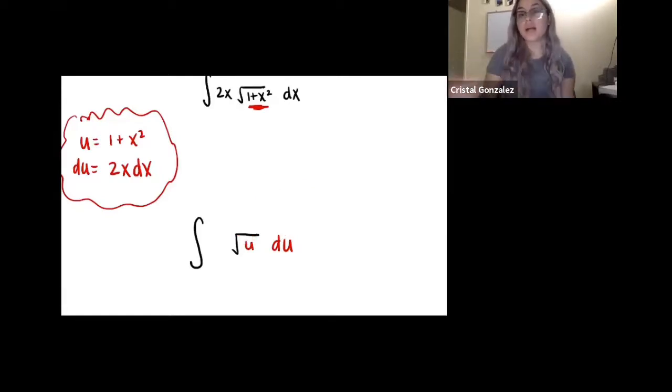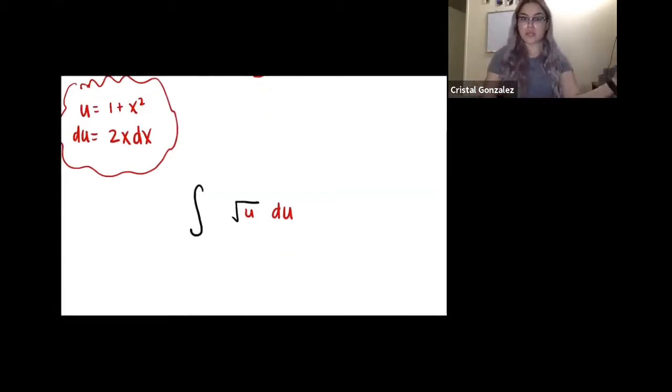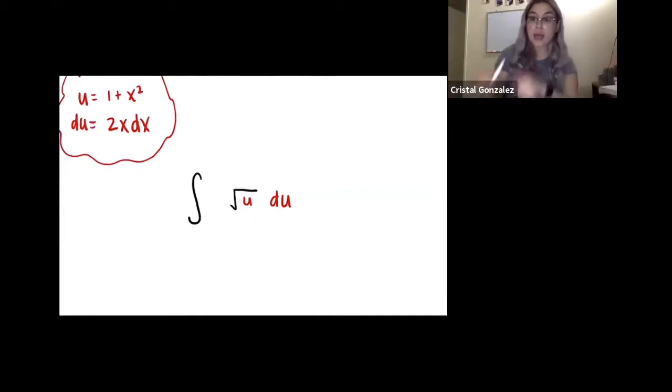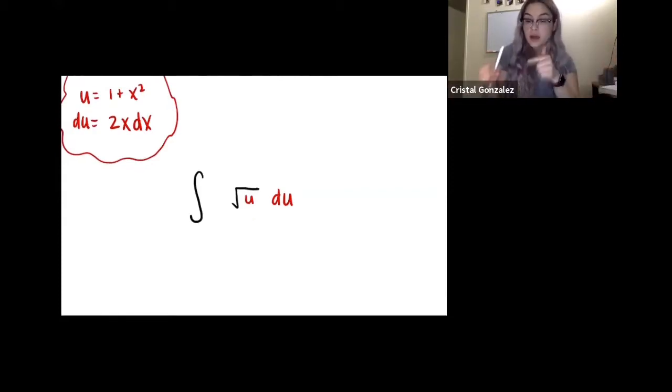So in reality, they're still there. Now they're just with a different variable, which is awesome because now I know how to take the antiderivative of this. I know how to integrate this. Now I could rewrite it. I mean, you could take the antiderivative as it is, or you could rewrite it if it makes your life a little bit easier, as u to the 1/2 du.